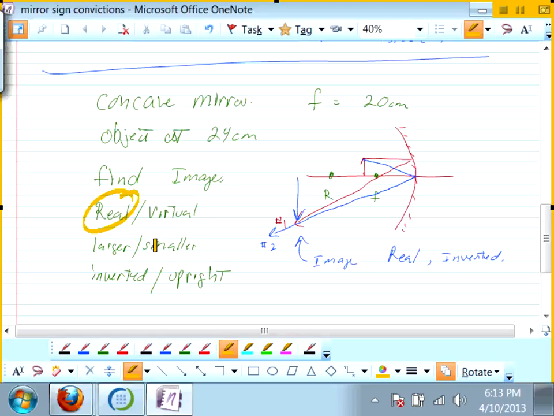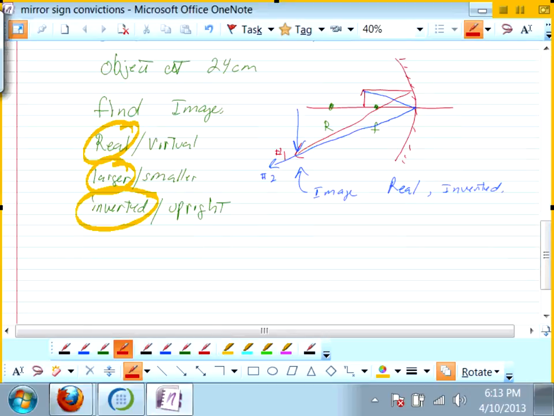So by the diagram, I found out that it's real and inverted, and it's going to be larger. Is that what you got? Diagrams are kind of useful. We can do some things pretty quickly. Let's see if we can put the numbers in here.